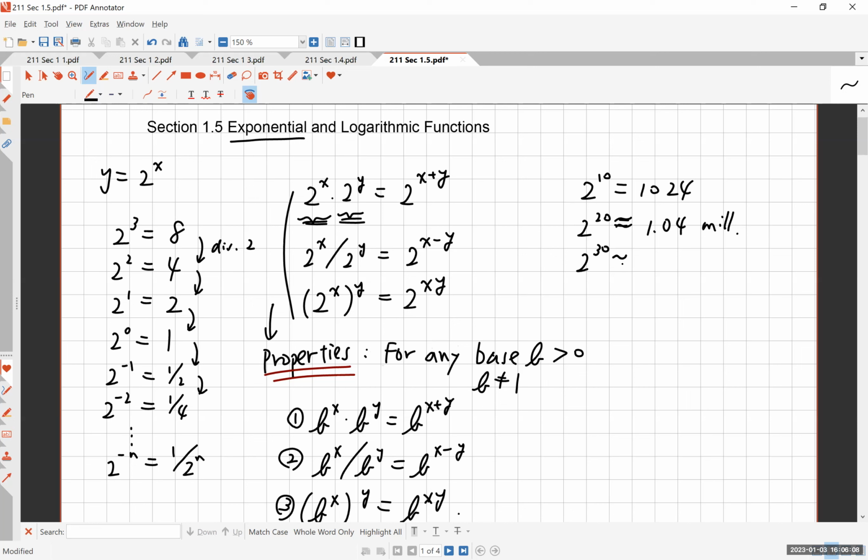If you wait for 30 days, 2 to the 30th is going to be about 1 billion. It's an incredible thing. And if you wait for 3 more days, 2 to the 33rd is 8.59 billion. Guess what? That's more than the population of the world.